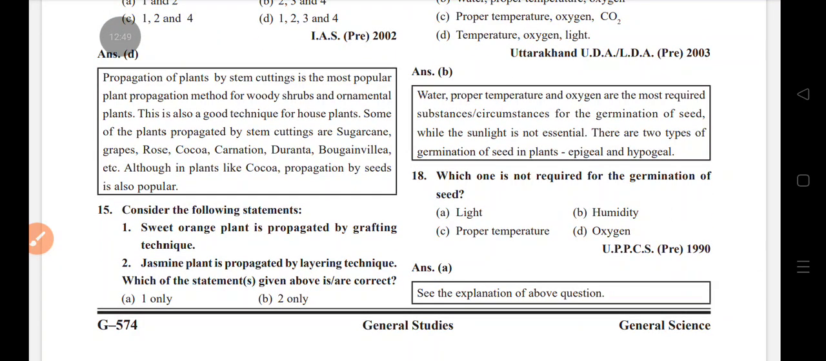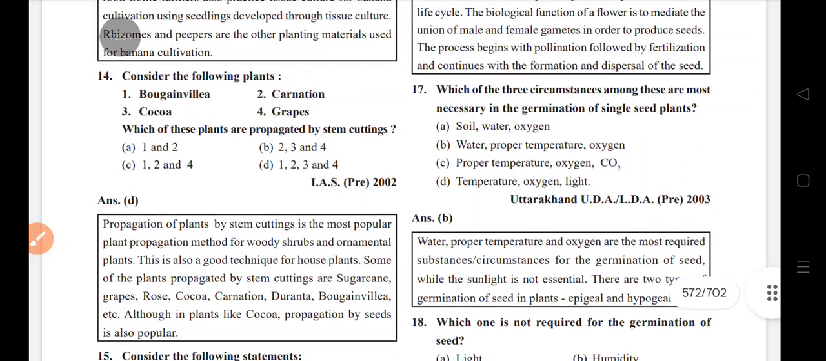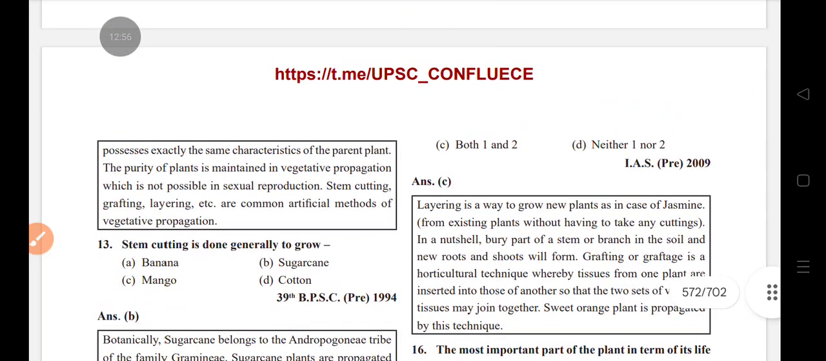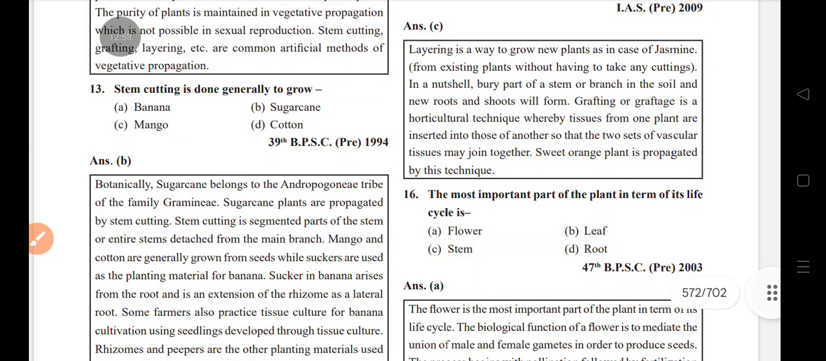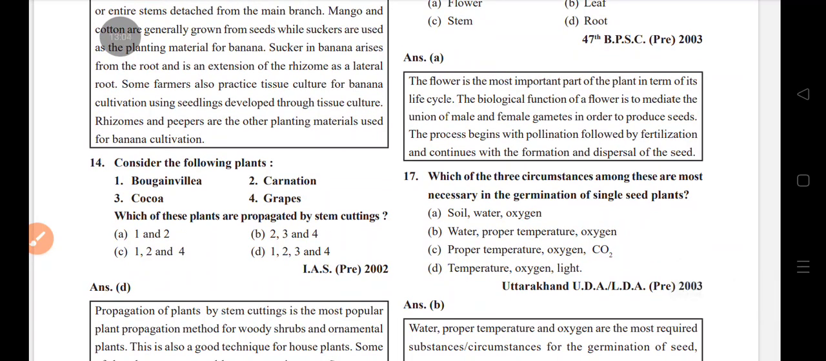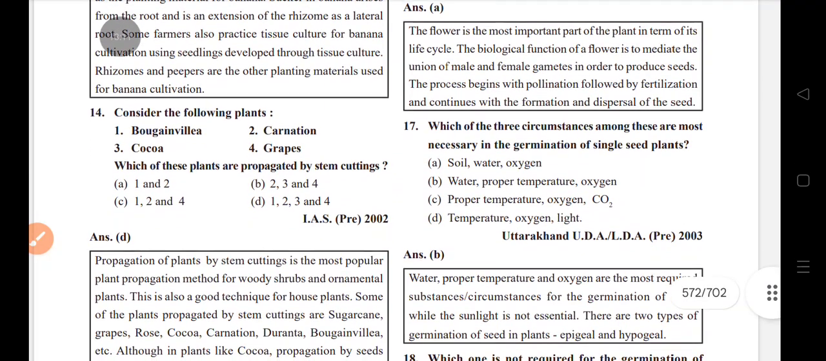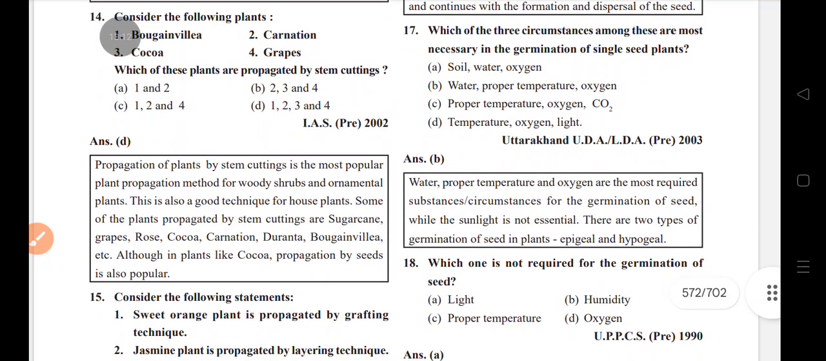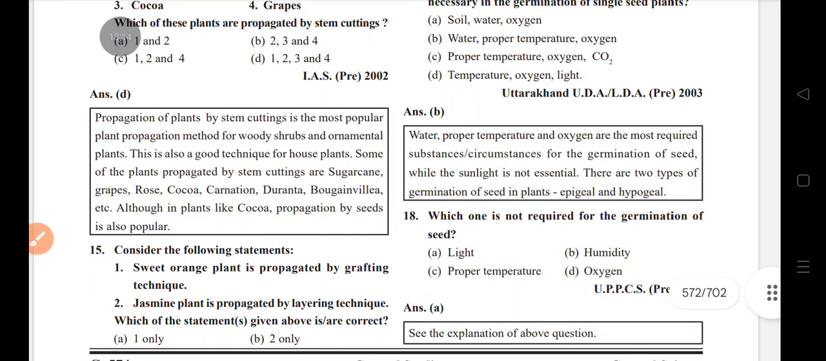Sweet orange plant is propagated by grafting technique. Jasmine is propagated by layering technique. Most important part of plant in terms of its life cycle: flower. Which three circumstances among these are most necessary in germination of seed? Water, proper temperature, oxygen. Which of the following is not required for germination of seed? Light.